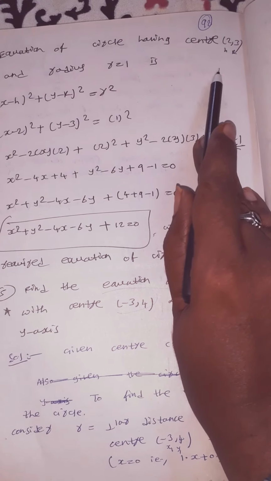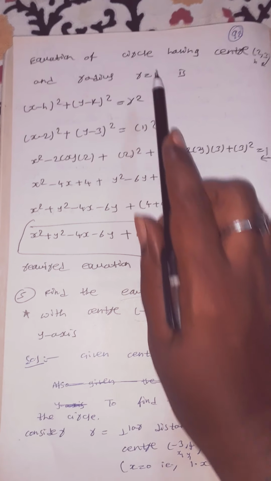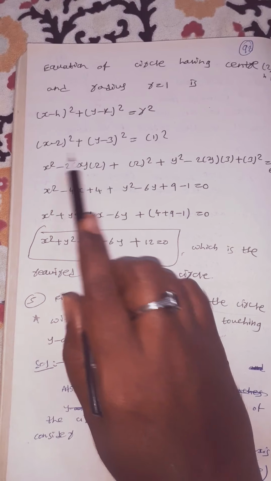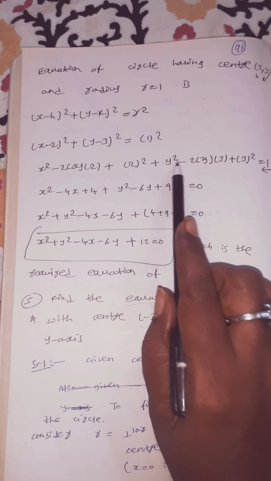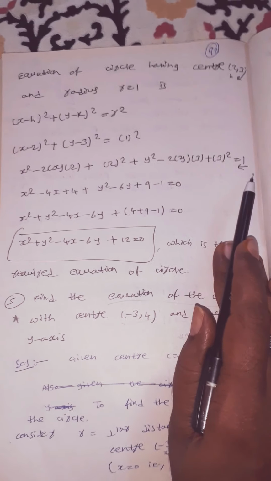So here the center is (h, k). The h value is 2, k value is 3, and r value is 1, squared. (a − b) whole square, children: a² − 2ab + b². Here the a value is x, b value 2. Same formula, (a − b) whole square, a² − 2ab + b². Here a value y, b value 3, children, is equal to 1.